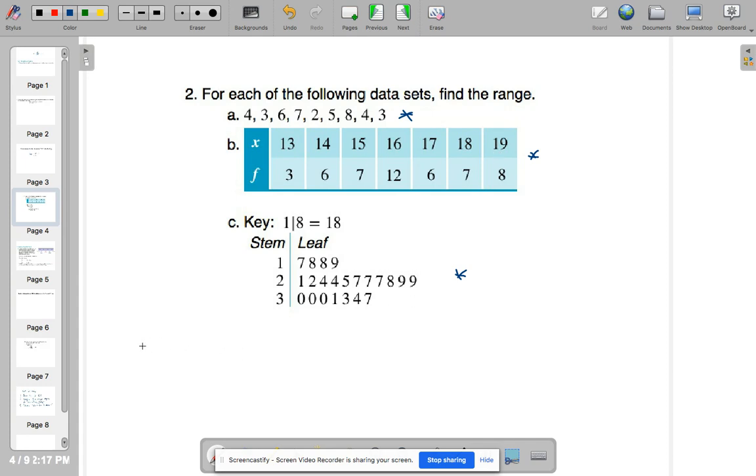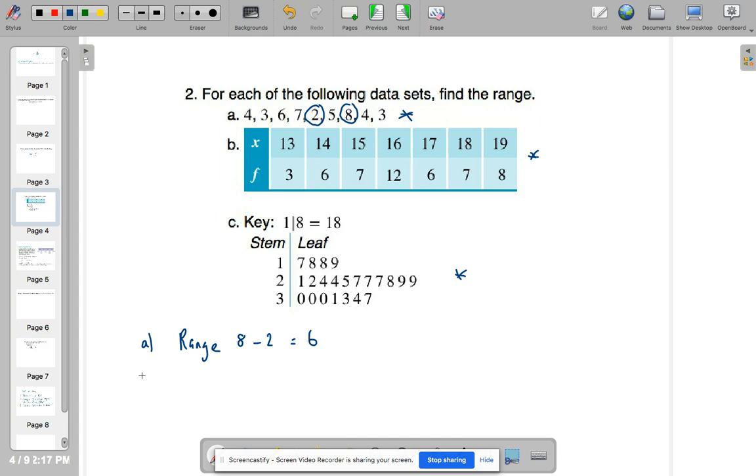So let's look at A first of all. Remembering that the range is the highest minus the lowest. So here, the highest score is 8. The lowest score is 2, there. So the range is 8 minus 2 equals 6.